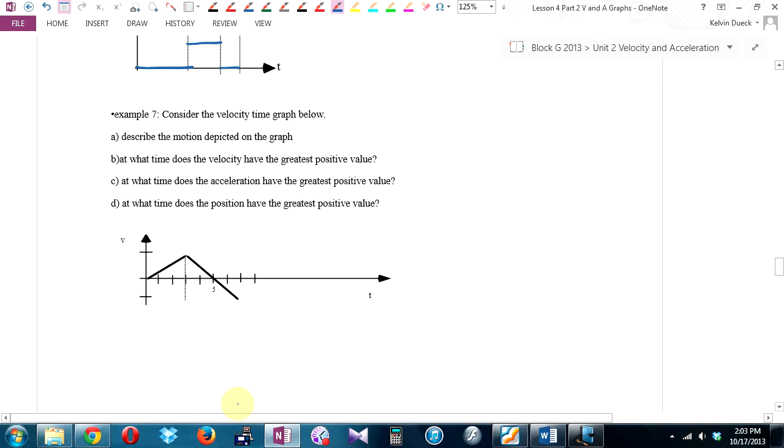Example 7 says, consider the velocity time graph below. Describe the motion depicted on the graph. B says, at what time does the... Okay, let's do A. I'm going to divide this into section 1, section 2, and I have a feeling where it goes below might be important, so I'll call that section 3.